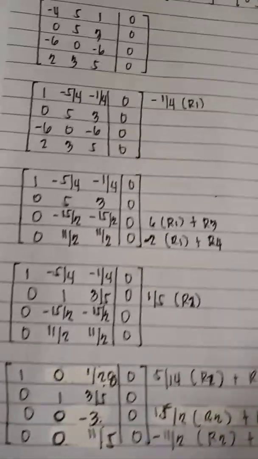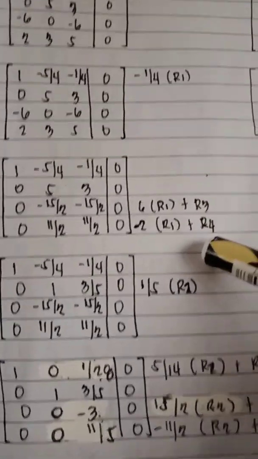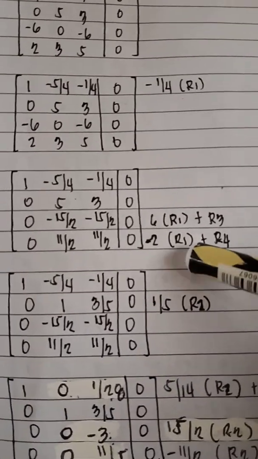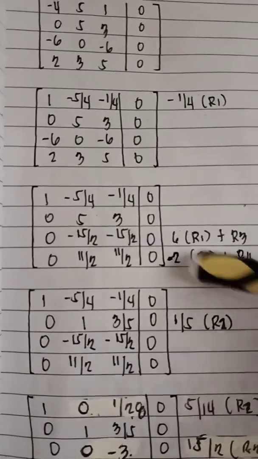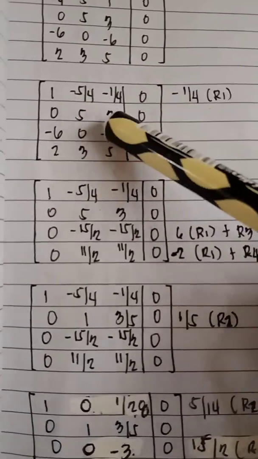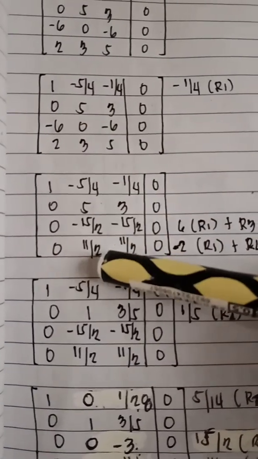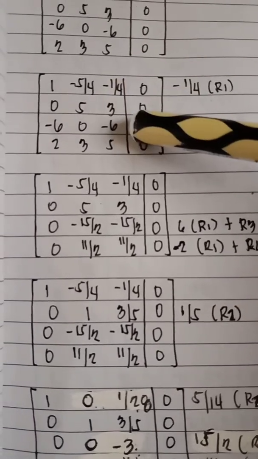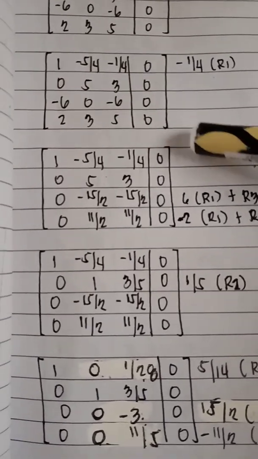our problem now is row 3 and row 4. The formula that we will use is 6 times R1 plus R3, and for row 4 it is negative 2 times R1 plus R4. So 6 times 1 plus negative 6 equals 0. 6 times negative 5 over 4 plus 0 is equal to negative 15 over 2. 6 times negative 1 over 4 plus negative 6 equals negative 15 over 2. 6 times 0 plus 0 is equal to 0.